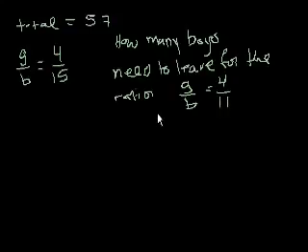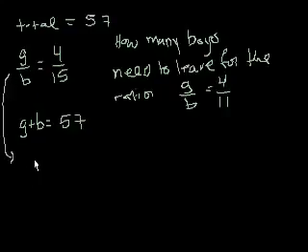So a good place to start is just to figure out how many girls and how many boys there are in this classroom. And we already learned how to do that in the introduction to ratio problems. We know that the girls plus the boys is equal to 57, right? Because there are 57 total kids in the room. And we also know, just taking this equation and multiplying both sides by b, that the girls are equal to 4 over 15 times the boys, right? And then we can just substitute that back into this equation.